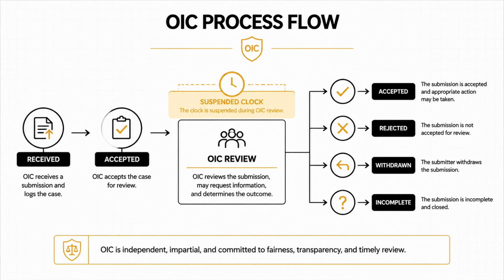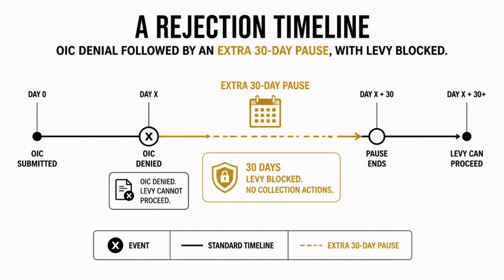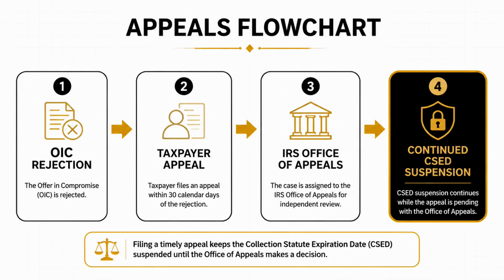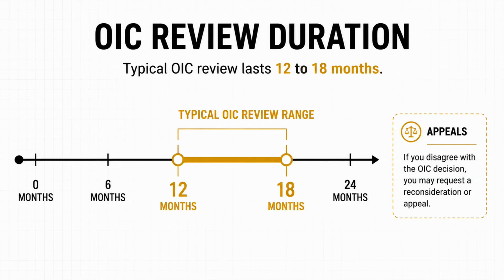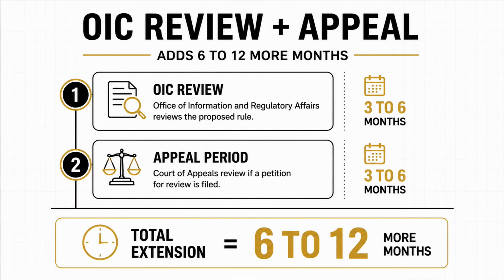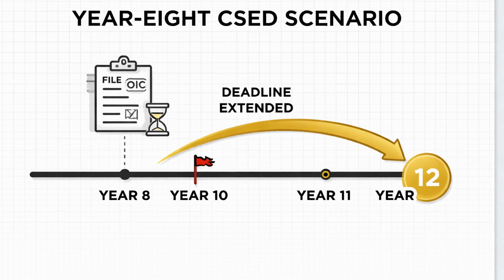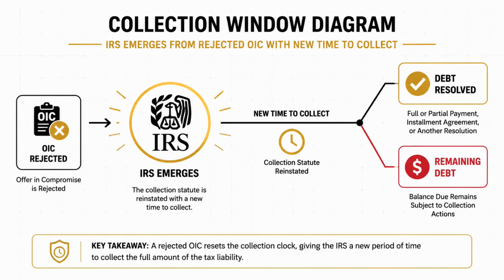There are 4 main tolling events: bankruptcy, an offer in compromise, an installment agreement request, a collection due process hearing. Each one is a legitimate path the IRS itself makes available for resolving a tax debt. Each one, by design, suspends the clock while it is pending. The law that creates the resolution option is the same law that pauses the countdown. That is not a coincidence. It is a feature of how the collection system was built. And the next 3 blocks cover each tolling event in detail, starting with the one that surprises most people who use it.